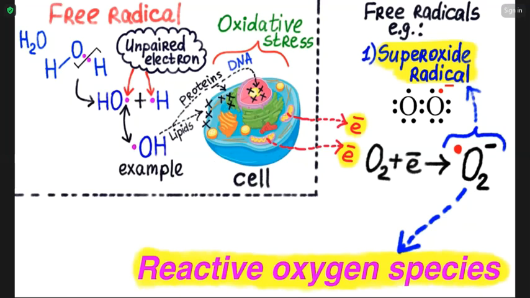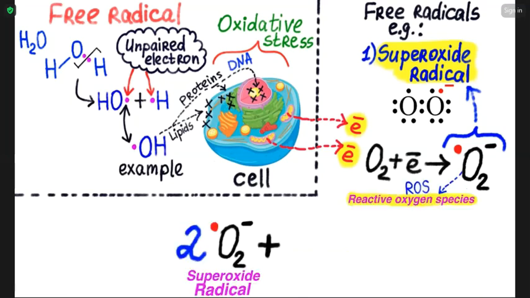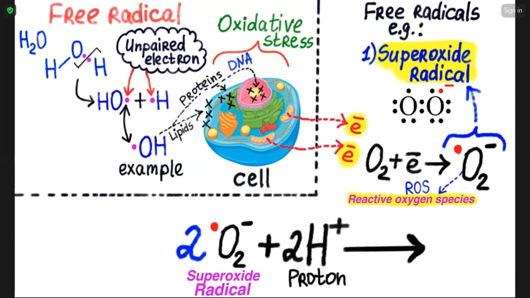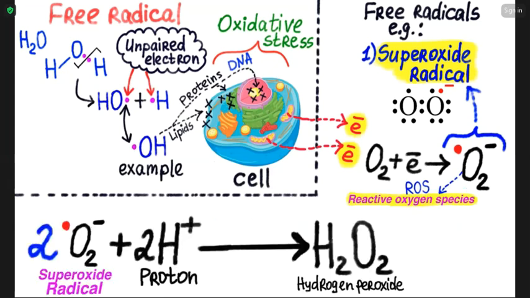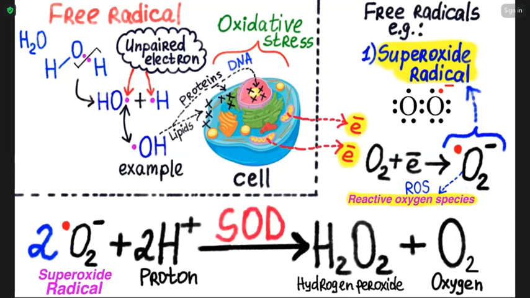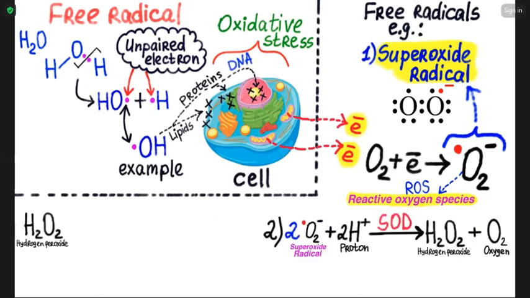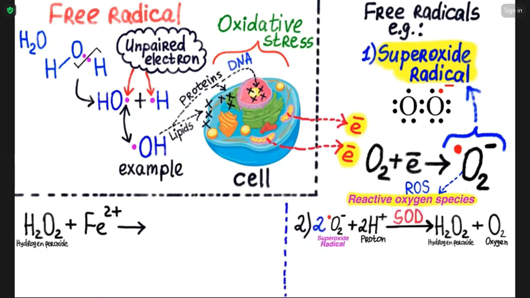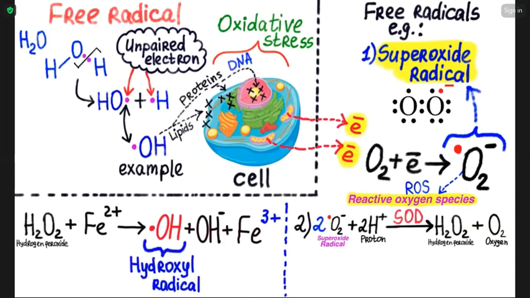I'll give you some examples. Two superoxide radicals can react with two protons to produce one molecule of hydrogen peroxide and one molecule of oxygen. This reaction is catalyzed by an enzyme called superoxide dismutase. Hydrogen peroxide is another type of reactive oxygen species. Hydrogen peroxide can undergo metal-catalyzed reactions, such as the Fenton reaction, involving transition metals like iron or copper to generate the highly reactive hydroxyl radical.